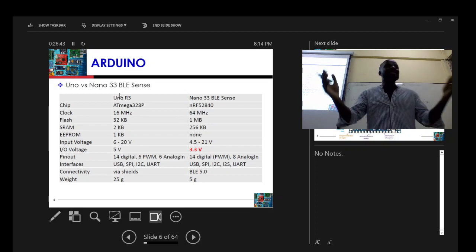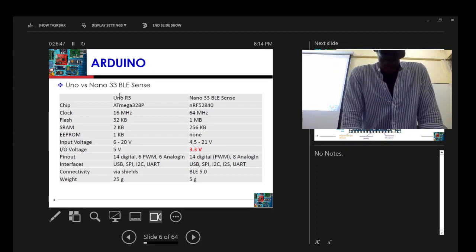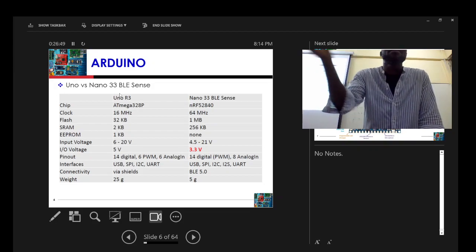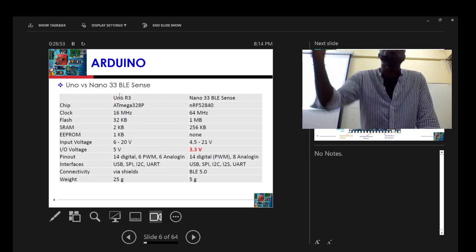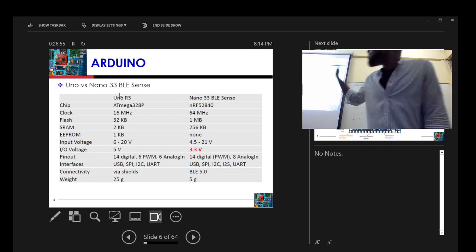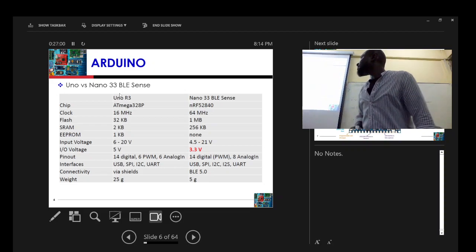The number of operations, the amount of data, or the amount of work it can do within a second, right? So if you have 64 megahertz, it can do more within a second than the 60 megahertz, right?